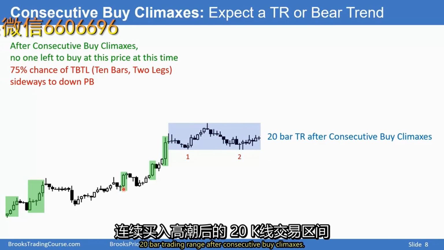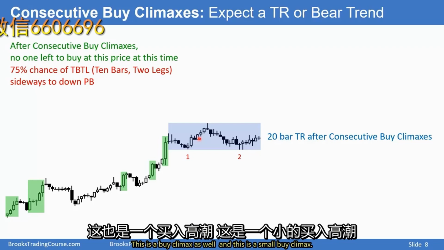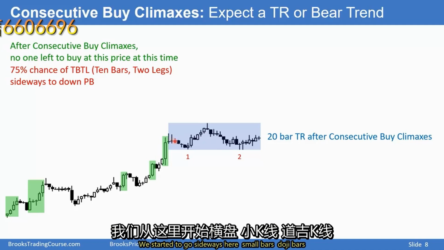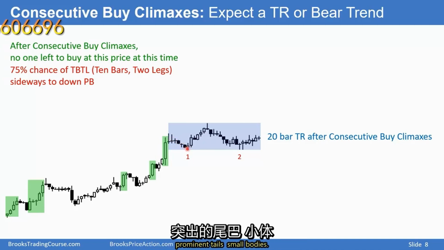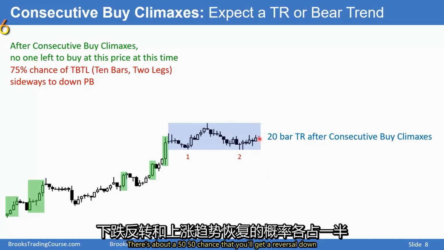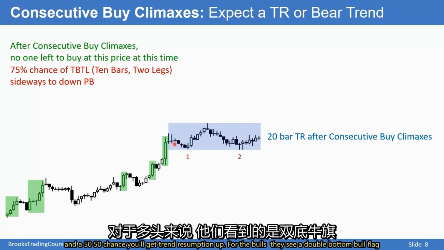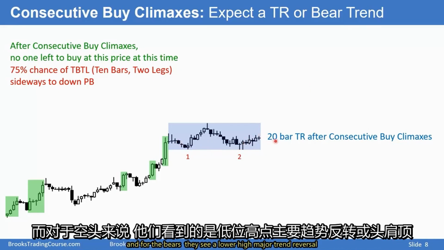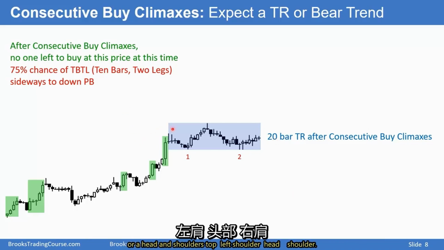20 bar trading range after consecutive buy climaxes. This is a buy climax as well, and this is a small buy climax. But we started to go sideways here, small bars, doji bars, prominent tails, small bodies. After the market goes sideways for 20 or more bars, this is probably 30 bars, the market's in breakout mode. There's about a 50-50 chance that you'll get a reversal down and a 50-50 chance you'll get trend resumption up. For the bulls, they see a double bottom bull flag, and for the bears, they see a lower high major trend reversal, or a head and shoulders top, left shoulder, head, right shoulder.